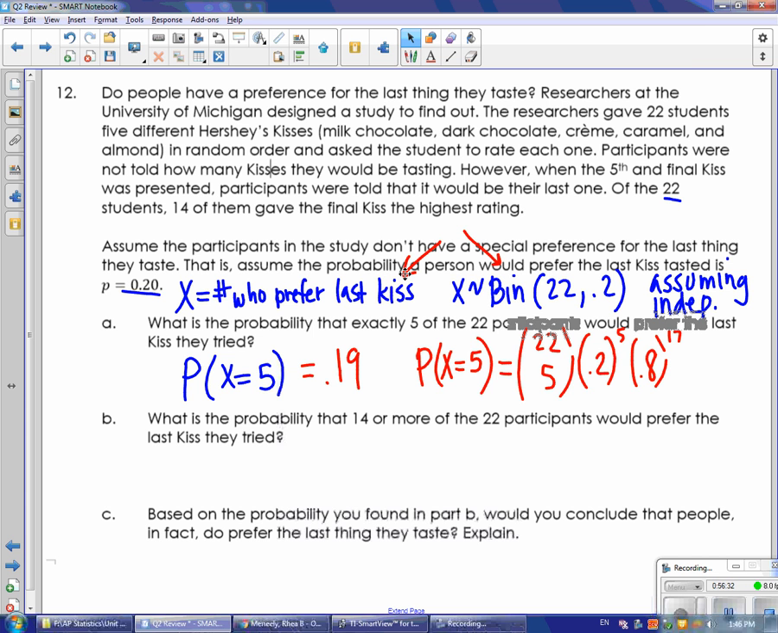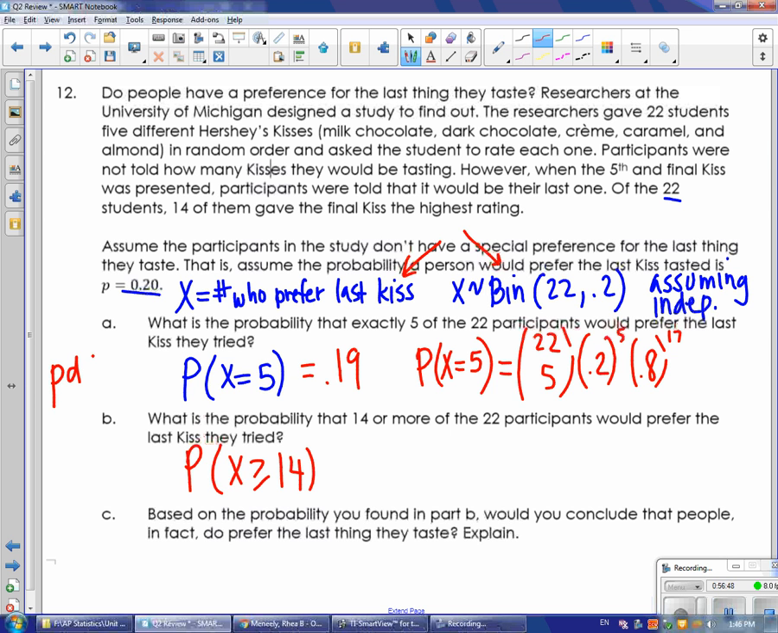In letter B, what's the probability that 14 or more of the 22 participants would prefer the last kiss they tried? So now I'm looking at the probability that x is greater than or equal to 14. I know if I have an inequality that I have to use the CDF command. So just keep in mind, the PDF command corresponds to equals. The CDF command, however, only corresponds to less than or equal to. If that's not what I'm given in my problem, I have to transform the expression.